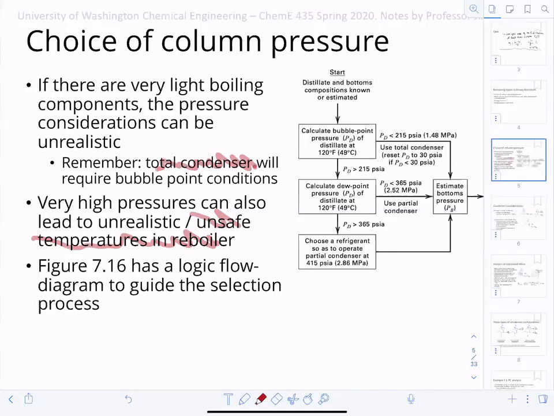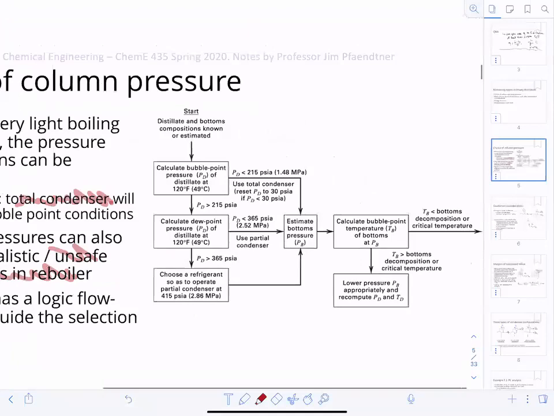So if pressure is too high, that can come up there. You have to be able to think through the column operating pressure in terms of these extremes, where the condenser won't operate correctly if you try a total condenser. It's not possible. Or you can reach temperatures that are too high and cause problems with degradation of material. So let me walk you through this.